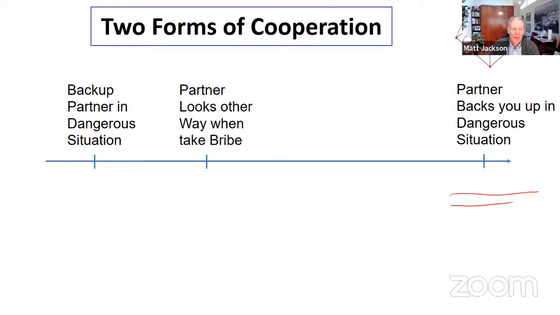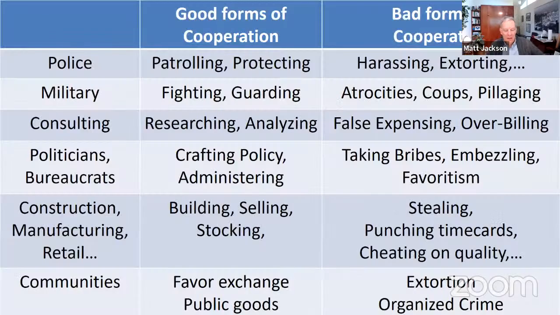So for instance, maybe your partner looks the other way when you take a bribe. And the idea would be that now this provides you the incentive to actually perform well in this other task that the organization cares about. And so the idea here is that there are many different types of situations where you've got both good forms of cooperation and bad forms of cooperation.